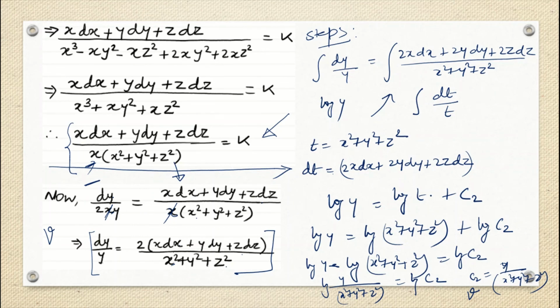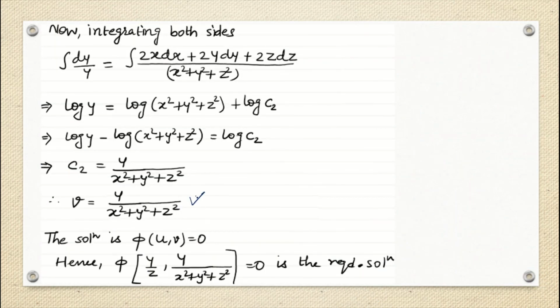So we have got it here also. Finally the solution is phi of u comma v equals 0. That means phi of y by z, which was my u, and v, which is y by x square plus y square plus z square, equals 0, is the required solution. So in this question we have solved it with the help of the grouping method and also the method of multipliers. So this was the combination method.